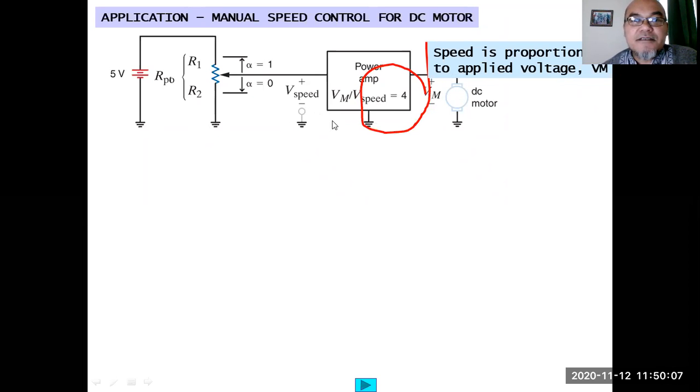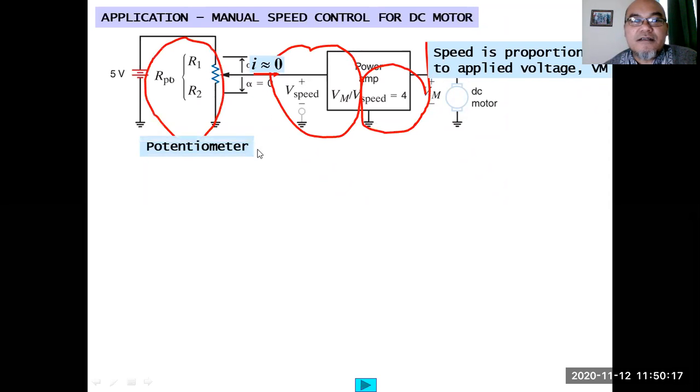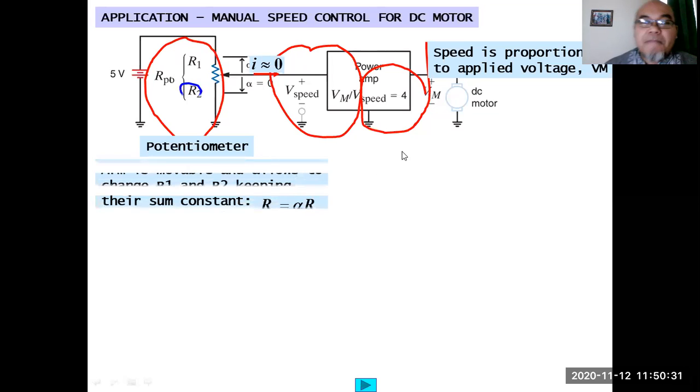VM is, where is it? Here. Yeah, this is the VM, the voltage across the DC motor, and that is also according to the current here. And we have a potentiometer here to tune the voltage from this 5-volt source. This is a voltage divider. Remember the voltage divider circuit, I think in the early chapters.